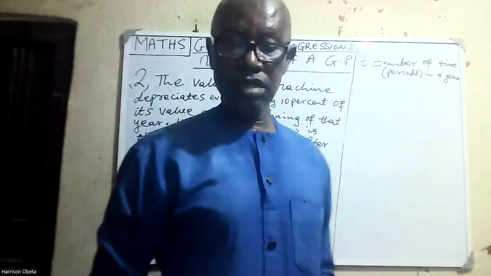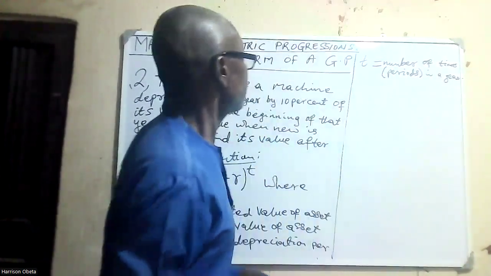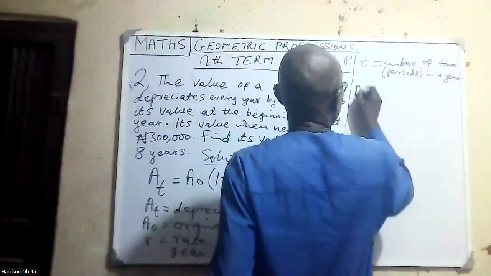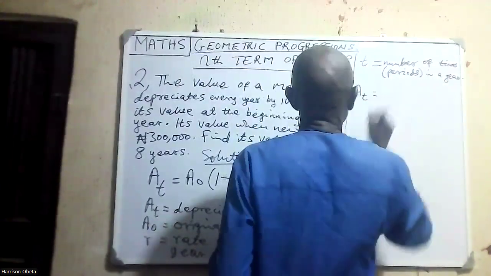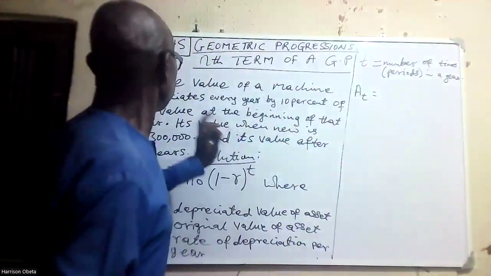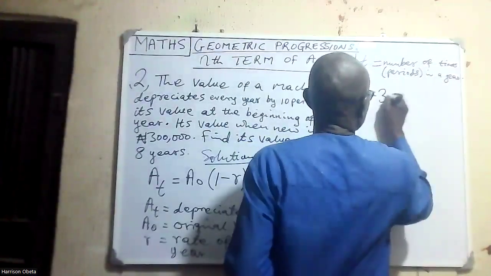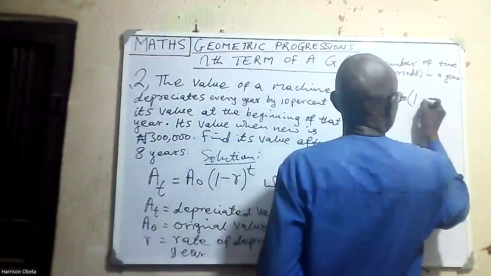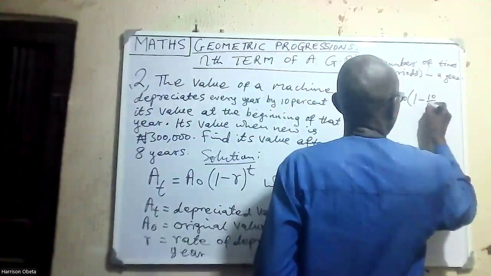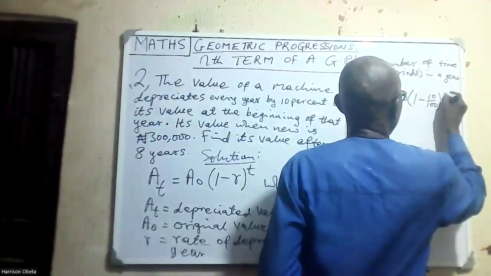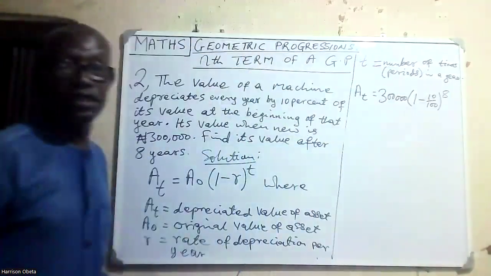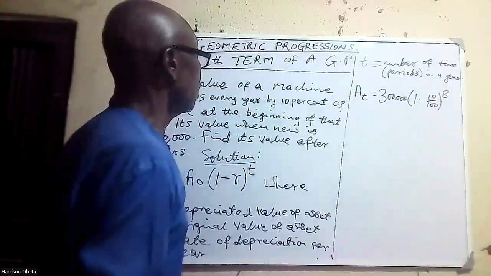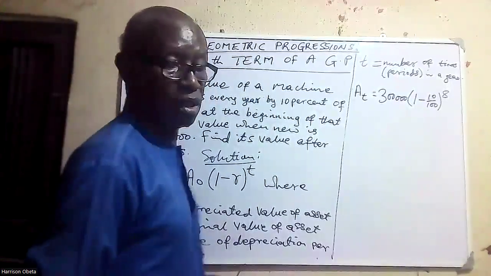So in order to do that, we have to fix these values, and then we'll be able to get it. To continue, we have At is equal to, our original value is 300,000, brackets 1 minus 10 over 100, then raised to power 8, because our t is 8. That's the number of times or periods. So we'll move on.